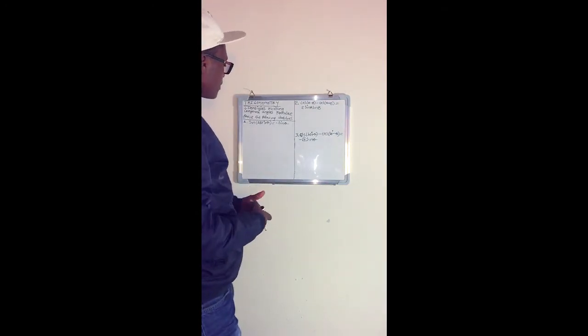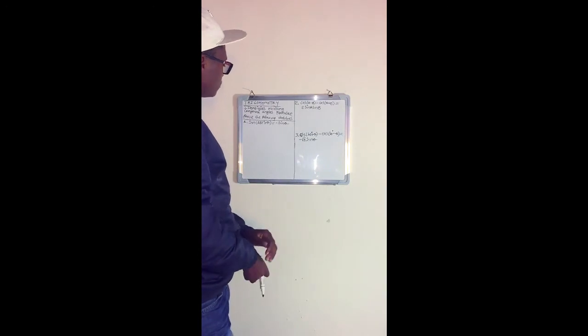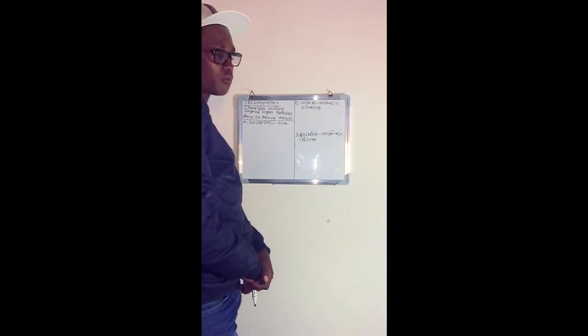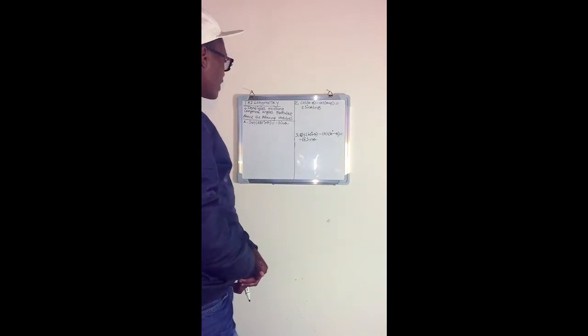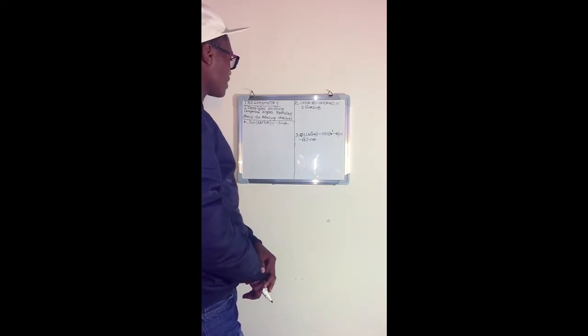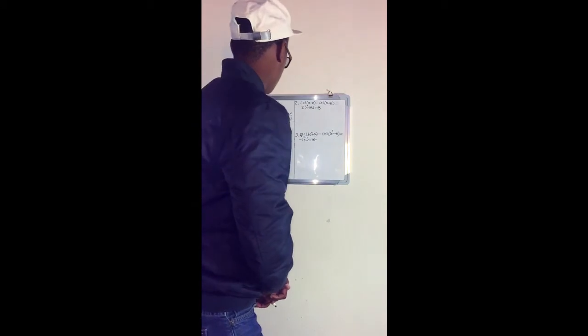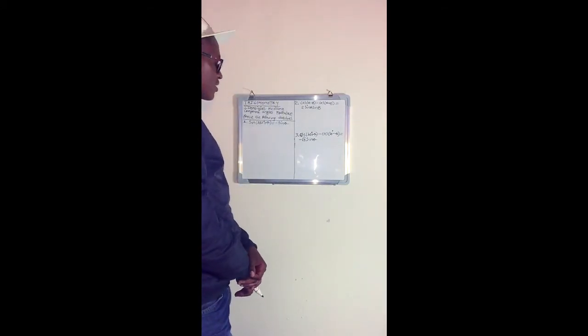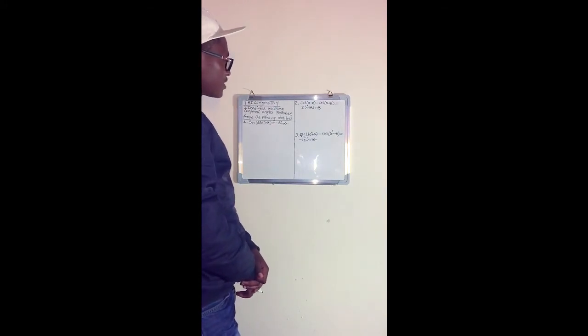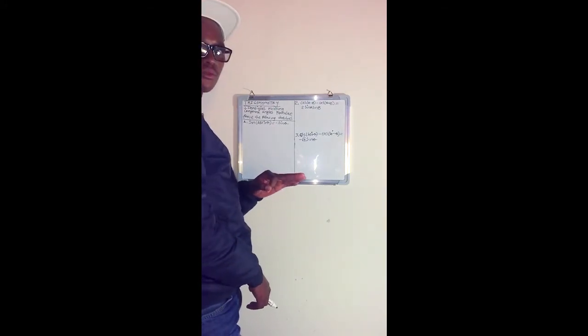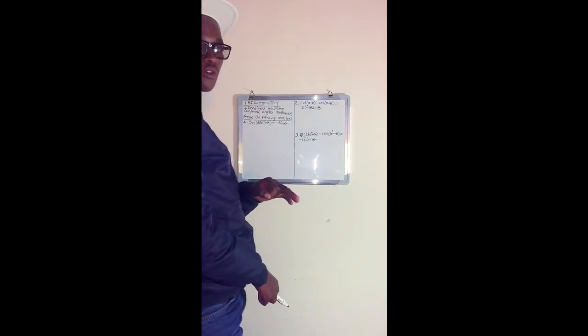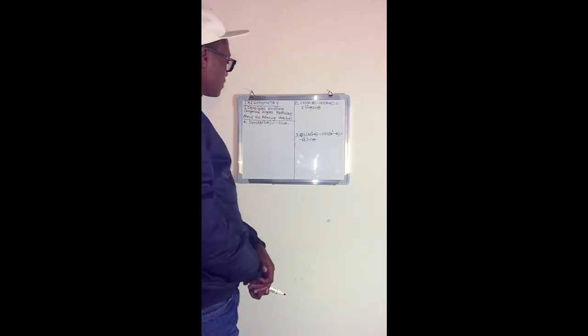So now we are dealing with identities that involve compound angle formulae. The first question says, prove the following identities. We've been given 3 identities, and we have to prove them using the compound angle formulas.